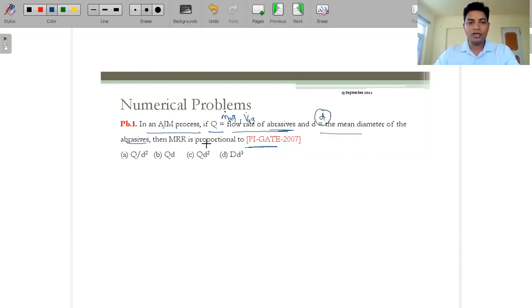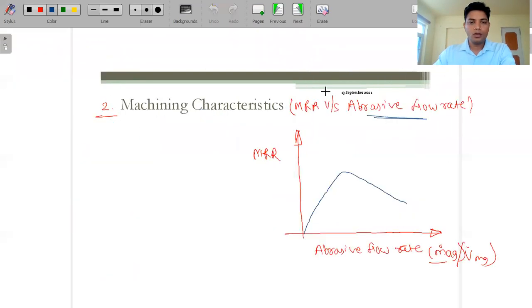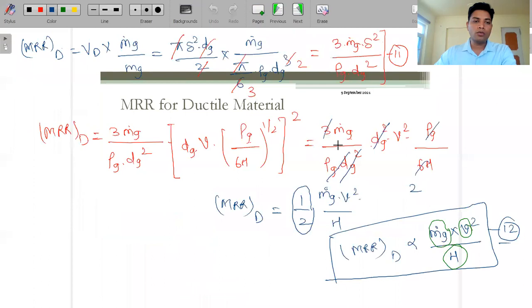So guys, can you tell me which relation the material removal rate is proportional to? This MRR will be proportional to what? Is it Q by d square, Q into d, Q into d square, or Q into d cube? Can you tell me which relationship it will be? Okay guys, please concentrate. Two things are mentioned here: one is the mass flow rate or volume flow rate, and second is the diameter. So let's go to the formula that we have derived.